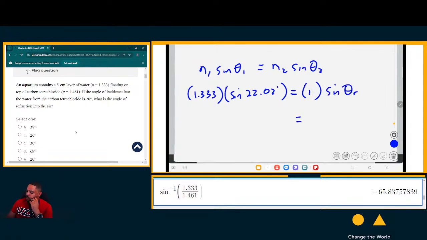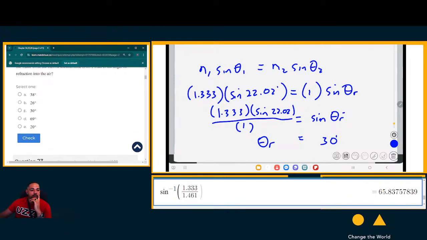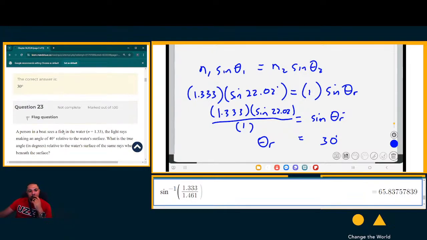If you were to work it out, you would calculate it this way: 1,333 times the sine of 22.02 divided by 1 is the sine of theta r. So theta r, the refracted angle, if you work it out, is 30 degrees. Let's check. You can do the calculations yourself. I've done them. Yes, it is indeed 30 degrees.